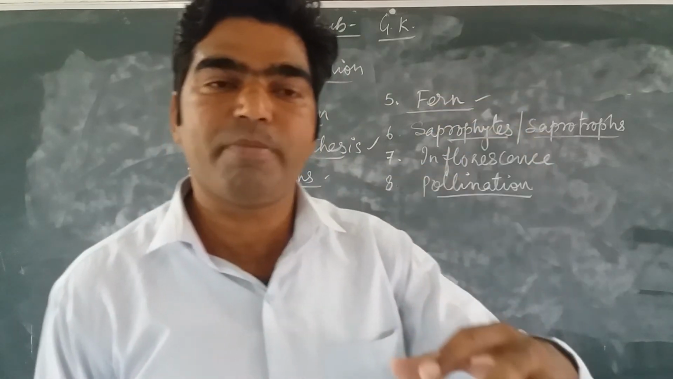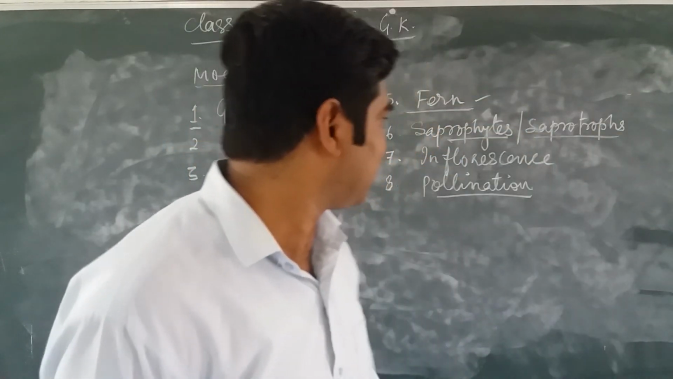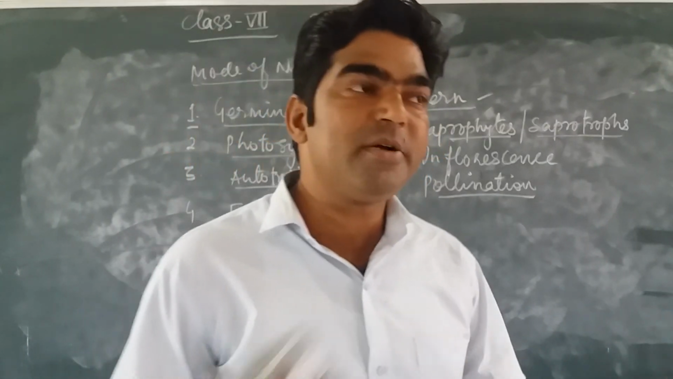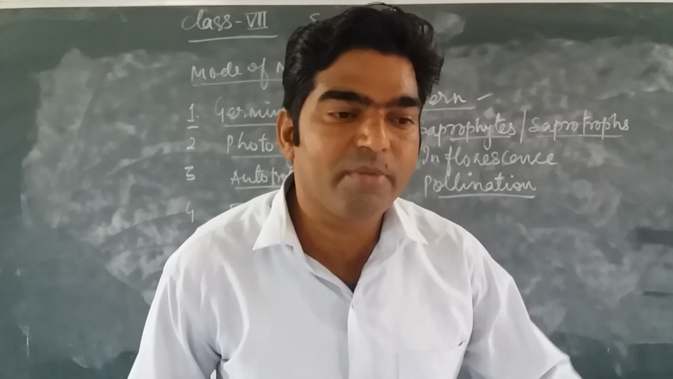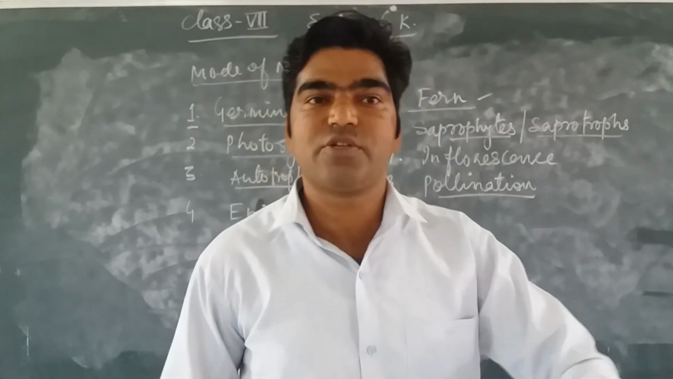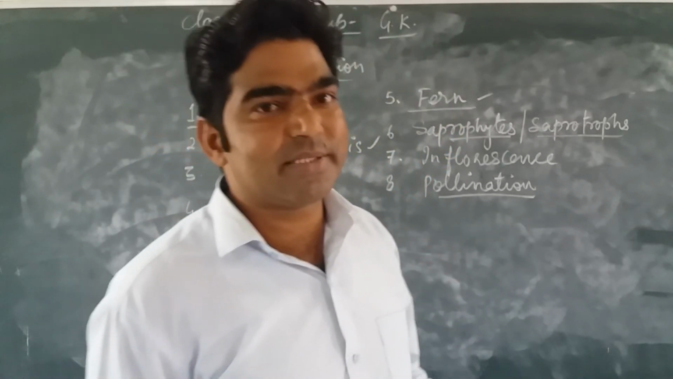Inflorescence is a process or method of arrangement of flowers on the stem. And last one, pollination. Pollination means the transfer of pollen grains from anther to stigma, or from male to female part. Okay, so this is all about today's class.